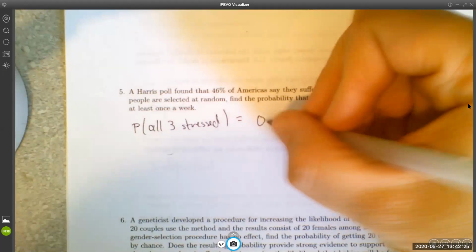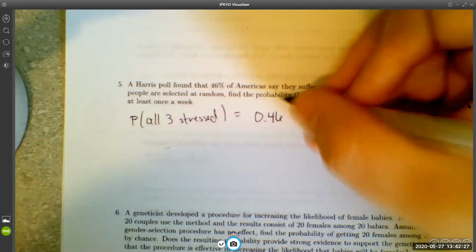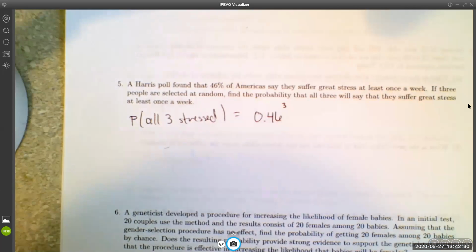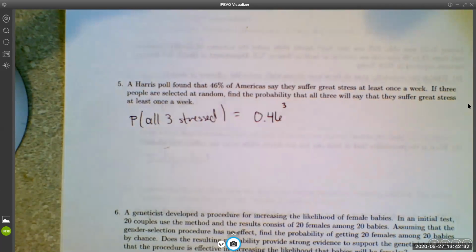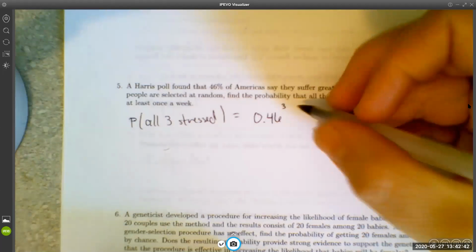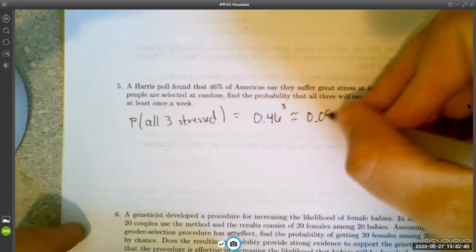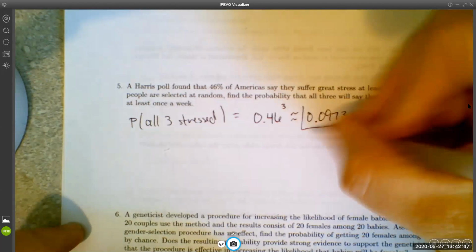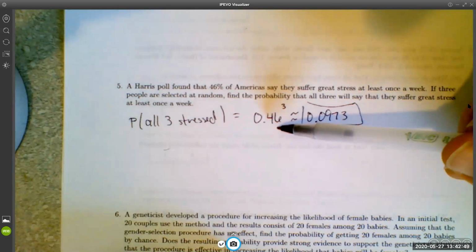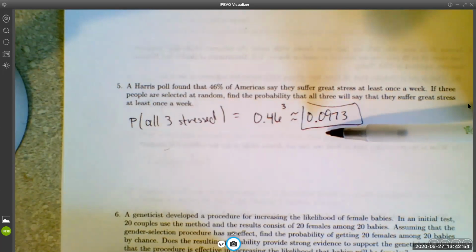Well, that's going to be the probability that the first one is stressed out times the probability the second one is times the probability that the third one is. So it's just going to be 0.46 times 0.46 times 0.46, or in other words, 0.46 cubed. And that comes out to about 0.0973. So if there's a 46% chance that someone is stressed out, then there's like a 9.7% chance that 3 randomly selected people are all stressed out. Okay.